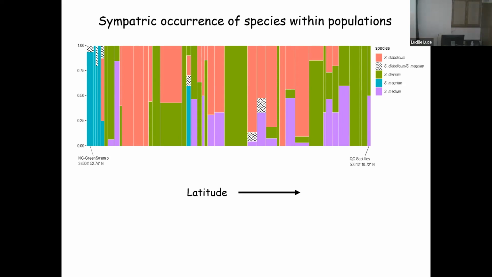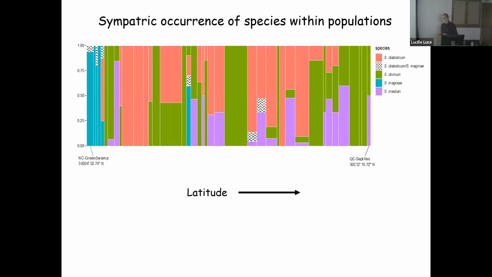And this is a result of that. And these are populations. Each column is a population. And the columns show, this column is pure Sphagnum divinum. This column is part Sphagnum divinum and part Sphagnum diabolicum. And the width of the column is the sample size. So we looked at this.